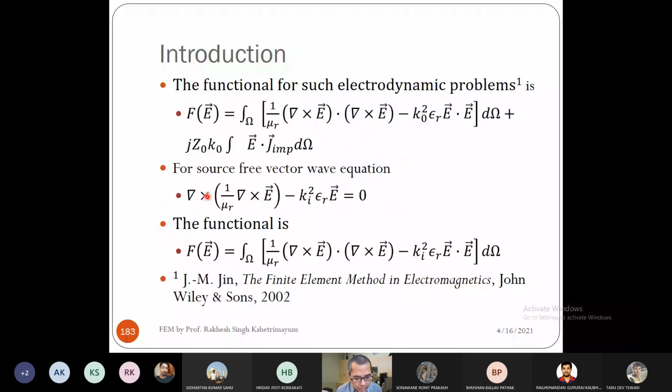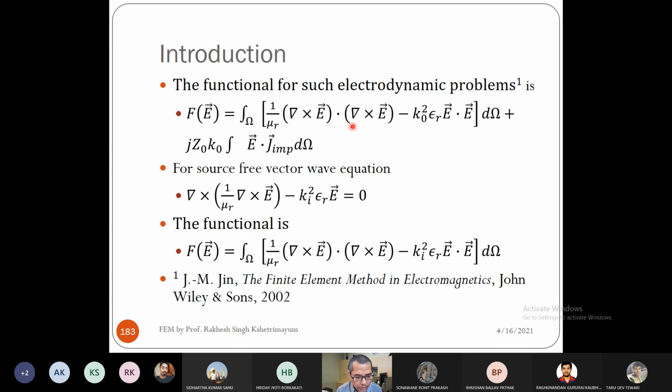For this wave equation, in most cases in the variational method for finite element analysis, what we do is find an equivalent problem, which is called a functional. The functional for the wave equation we have just considered is already derived in this book. This is a classic book on finite element methods in electromagnetics by J.M. Jin, professor at UIUC. He's a very famous person in this area, so you can refer to this book. This is the functional for the wave equation we have just considered.